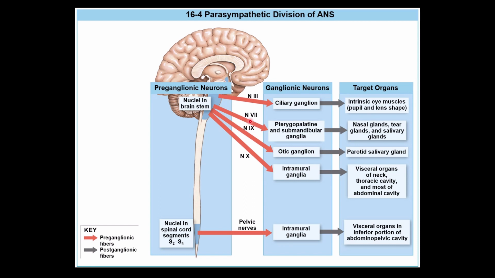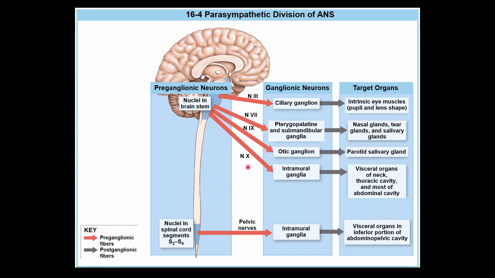Cranial nerve 7, this is the preganglionic, starting from the brainstem. It goes to the pterygopalatine and submandibular ganglia, and that supplies the majority of the glands in the face. And cranial nerve 9, the preganglionic fibers connect with the postganglionic fibers. The cell body of the ganglionic neuron is located in the otic ganglion, and that supplies the parotid gland, which is also a type of salivary gland.